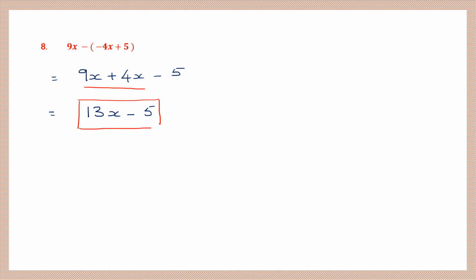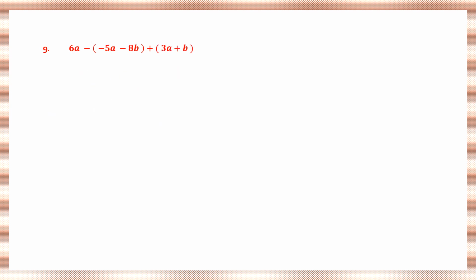Question 8. Now let's open brackets. 9x, see the minus sign before that, so the sign will change: plus 4x minus 5. Now 9x plus 4x, 9 plus 4 is 13. 13x minus 5. So our answer to this question is 13x minus 5.